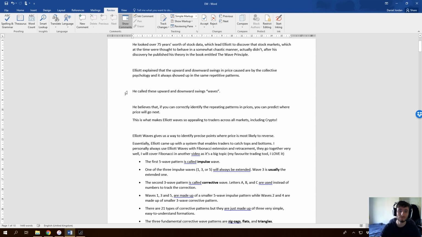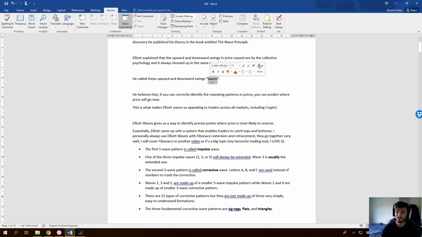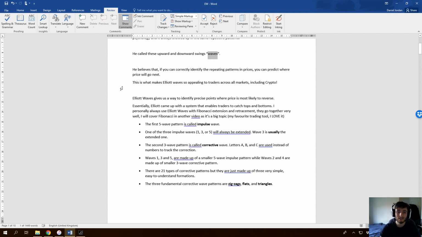So Elliott explained that the upward and downward swings in price are caused by collective psychology, and it always showed up in the same repetitive patterns. He called these upward and downward swings waves, so that's where we get the name Elliott Waves from: his surname Elliott combined with what he found to be the waves. Nice to know. He believed that if you can correctly identify the repeating patterns in prices, you can predict where the price will go next.